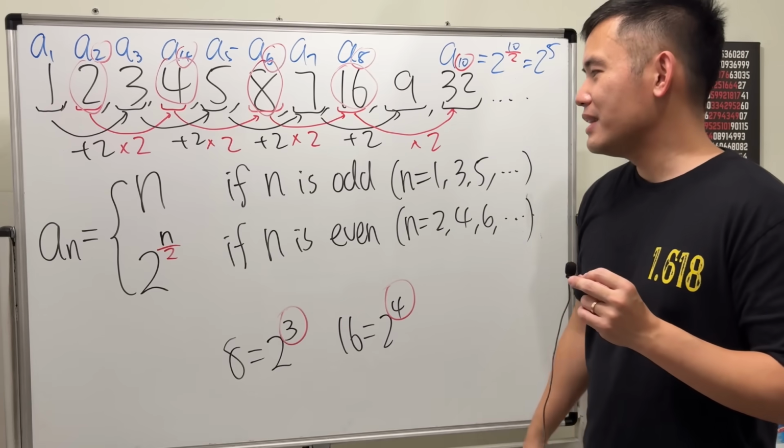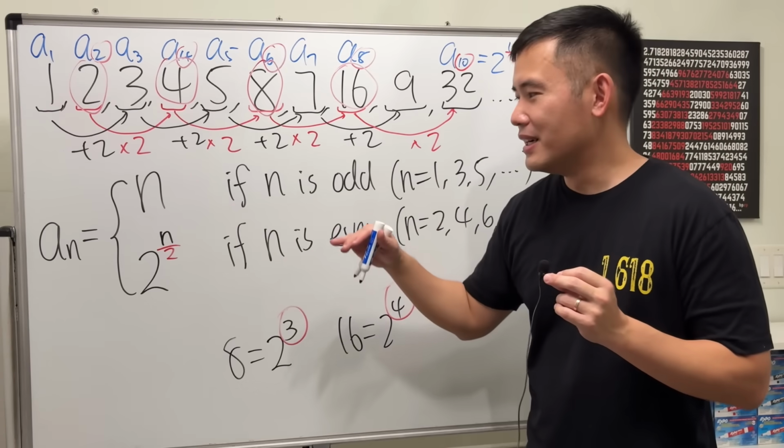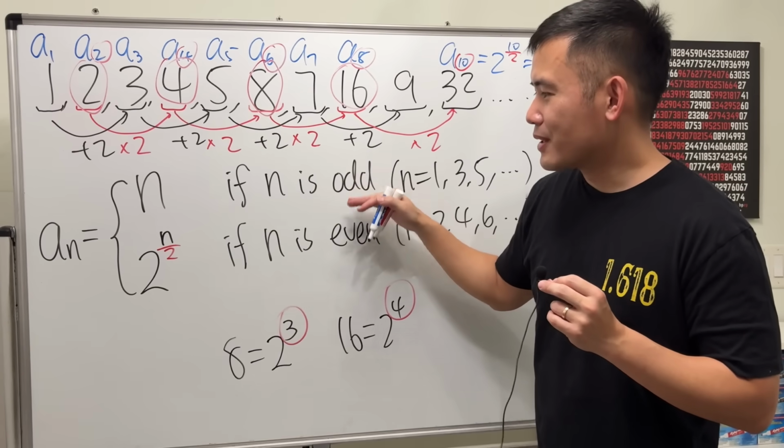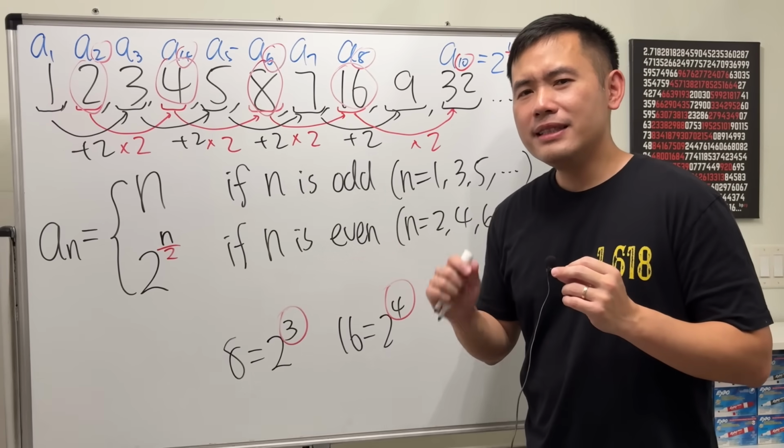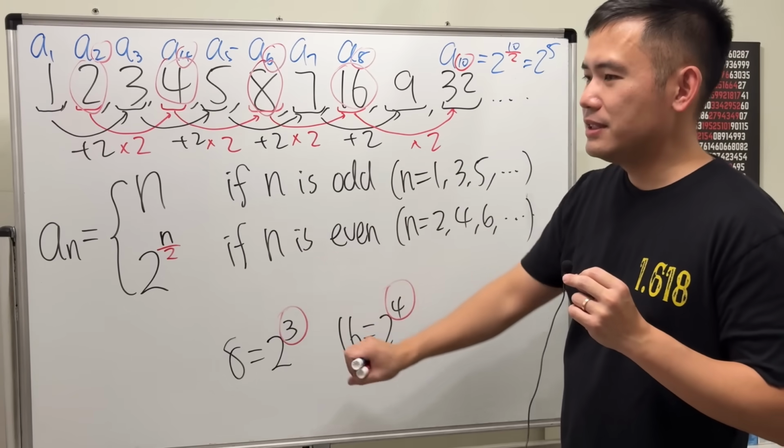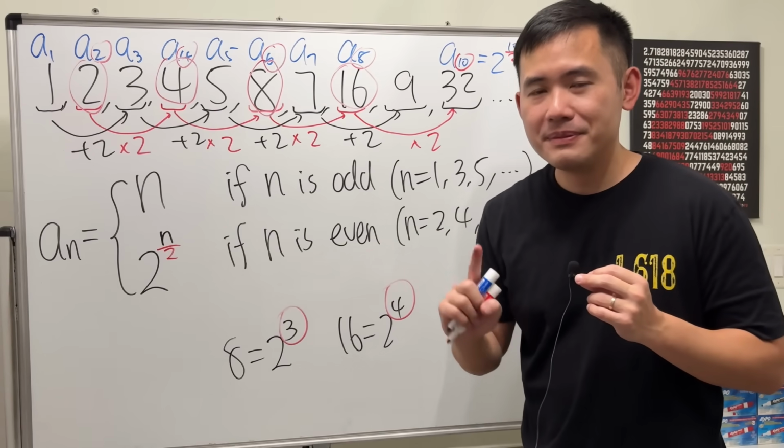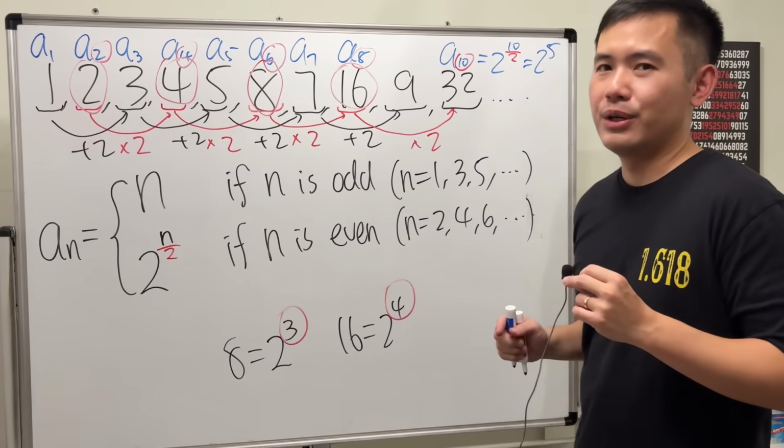It's not too much fun if you have to separate the sequence into the odd number terms and also the even number terms, right? Is it possible for us to merge this into just one single formula? Yes. Let me show you how to do that.